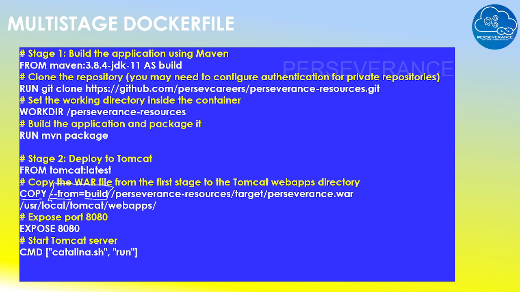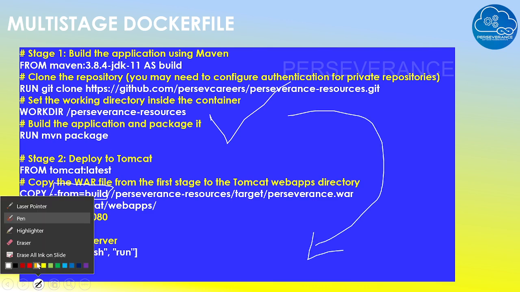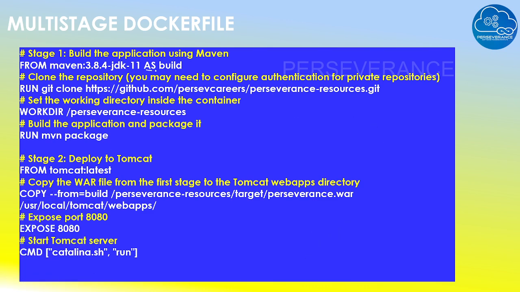Basically, we need to get the WAR file from the first stage to the second stage, right? How we do that is using an alias. That is what an alias is, so AS build for the alias. We are giving an alias name to this particular first stage, and we are utilizing that alias name here. From build, meaning from this particular stage, copy perseverance-resources/target/perseverance.war, this particular artifact, to /usr/local/tomcat/webapps.